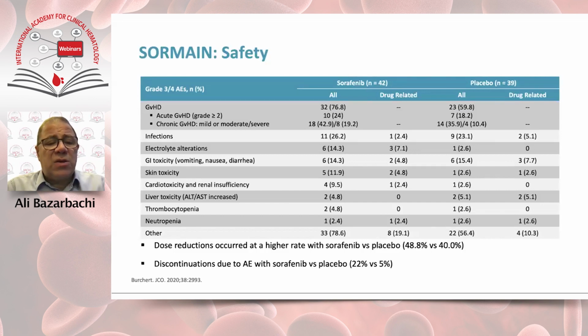Overall, dose reductions occurred at a higher rate with sorafenib, in 48.8% versus 40% for placebo, mainly because of cytopenia, and discontinuation due to adverse events was more frequent with sorafenib, 22% versus 5% with placebo. So the difference is 17%, almost 1 in 6 patients discontinued sorafenib because of side effects as compared to placebo, once we subtract 5 from 22.